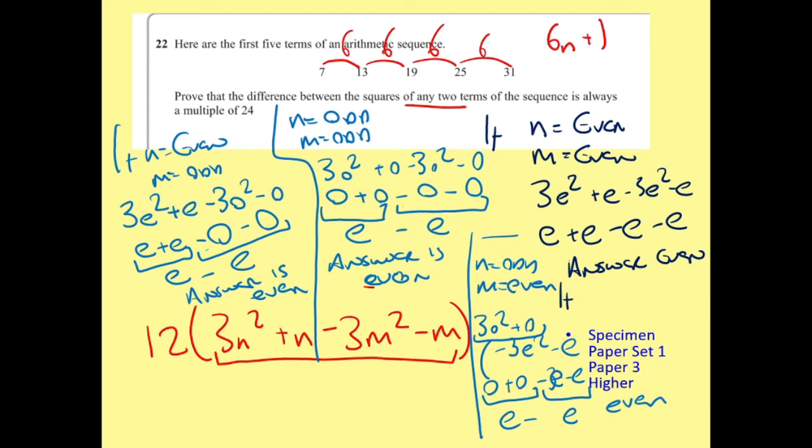Okay, so I've sort of done every single possible example there. There is no other situation in the world between n and m which wouldn't result in an even number. And then I'd write a sentence like, therefore, this has got to be even, or a multiple of 2. And then 2 times 12 gives you your 24.